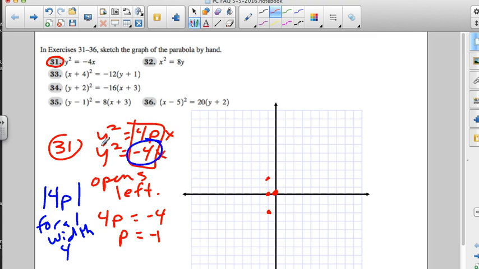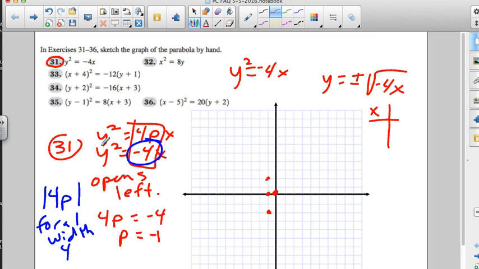Now, I'm getting a pretty good idea of what the graph is going to do, but I would like another point. So I think about the fact that if I solve this for y by taking square roots, y would equal plus or minus the square root of negative 4x, and I'm going to put negative 4 in there. And that'll give me 16. So plus or minus 4 is what I would get. So negative 4, 1, 2, 3, 4 up, 1, 2, 3, 4 down. And that's looking pretty good for my parabola there.